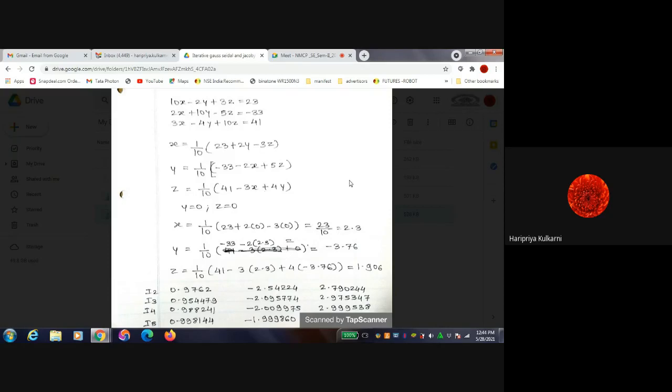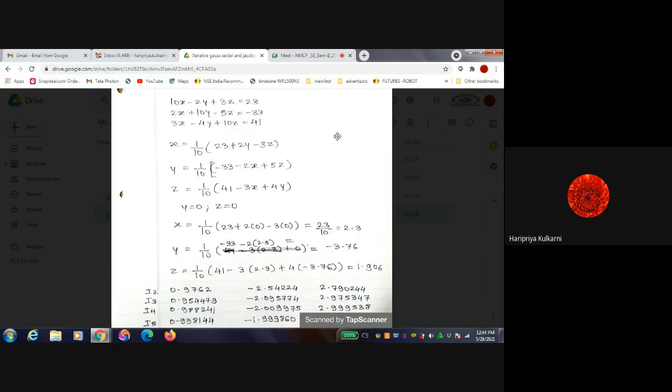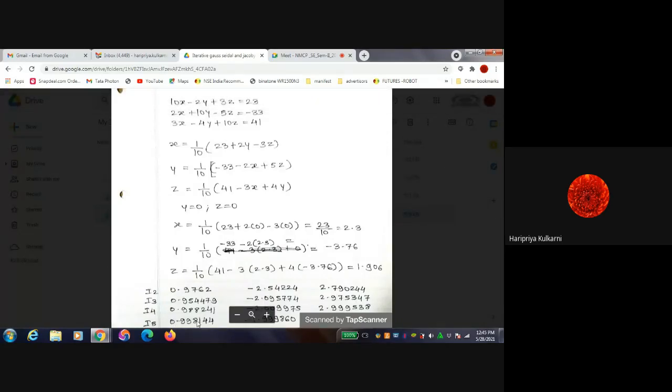Likewise, you can solve a number of iterations. Here 5 iterations are asked, so these are the 5 iterations. You can check the accuracy: in iteration number 4 and iteration number 5, up to 3 decimal points, the answers are the same. So depending upon the accuracy or the number of iterations asked, you can stop solving the numerical.